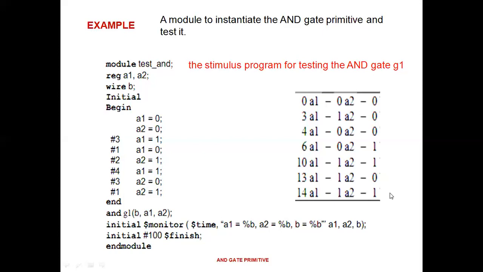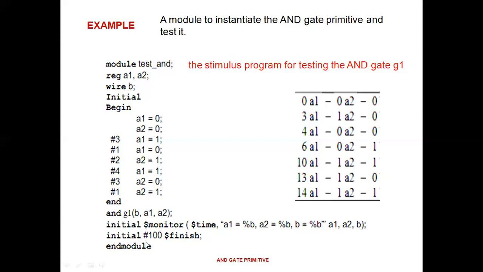That means whenever any change happens in the values of either a1, a2 or b, then it will be displayed on the screen. That is the function of $monitor.